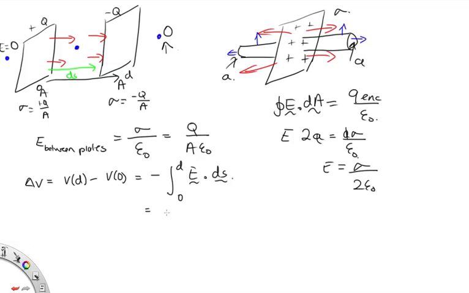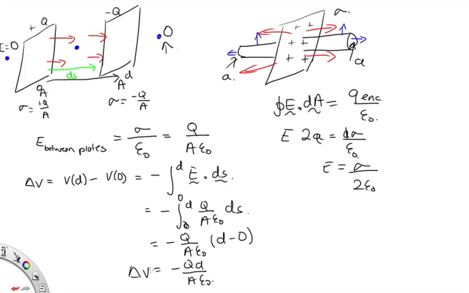So working out what this integral is, we substitute in here. So we've got minus the integral from 0 to d of Q over A epsilon naught ds. This is all constant, so we can pull it out the front and we end up with minus Q over A epsilon naught times the integral from 0 to d of ds, which is d minus 0. And so this is equal to minus Q d over A epsilon naught, and that's our voltage difference. So we've now got the voltage difference as a function of the charge on these plates. This brings us to our definition of capacitance.